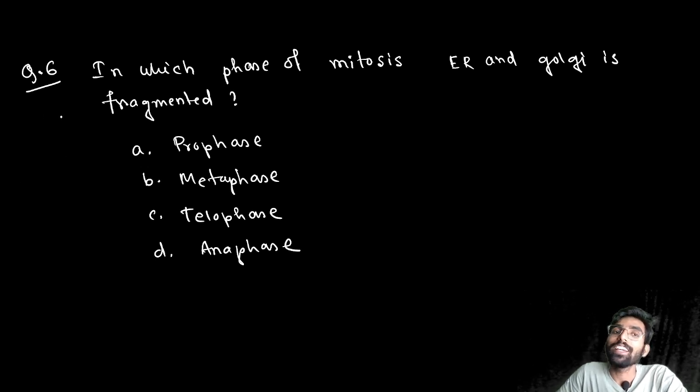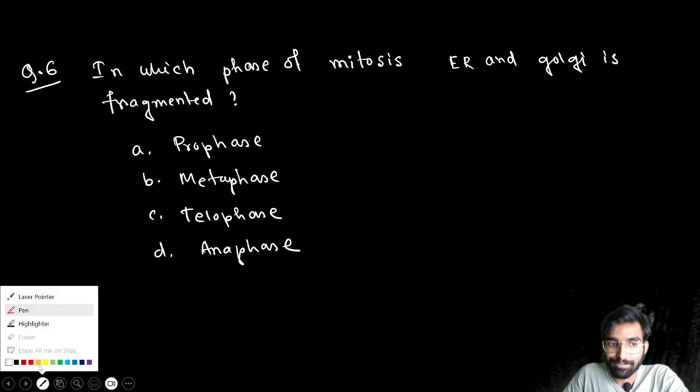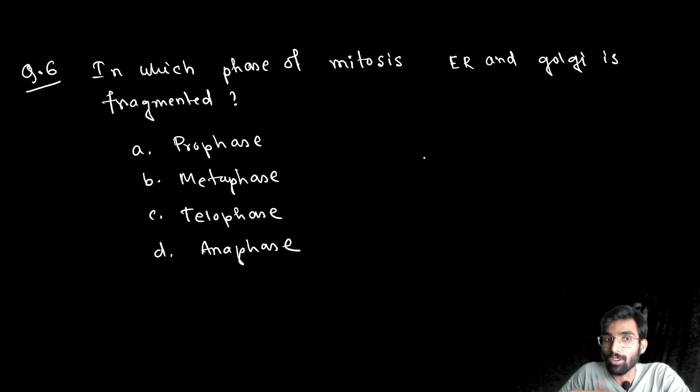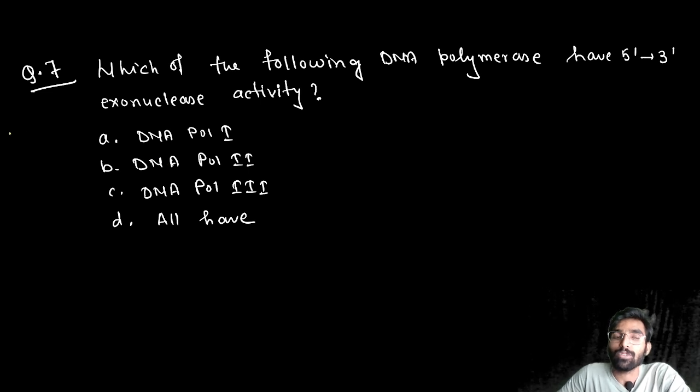Now question number 6. In which phase of mitosis are ER and Golgi fragmented? Prophase, metaphase, telophase, anaphase. There are some different changes in the cell cycle, right? Something happens in prophase, something in anaphase, something in telophase and metaphase. So the question is, in which phase of mitosis are ER and Golgi fragmented? The correct option is prophase.